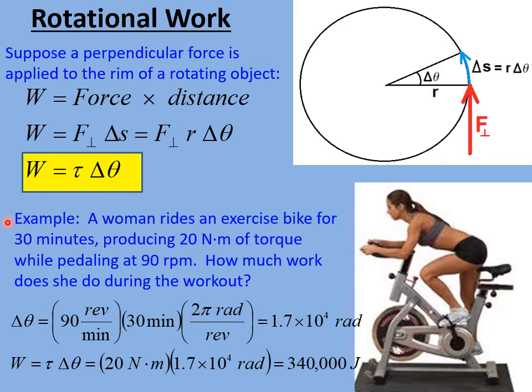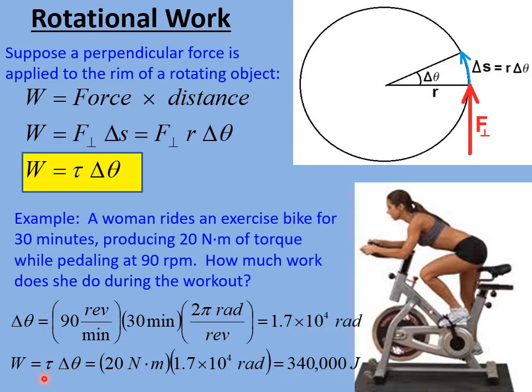So as an example, a woman rides an exercise bike for 30 minutes, producing 20 Newton meters of torque while pedaling at 90 RPMs. How much work does she do during this workout? So we need to know the torque and we need to know the angular displacement. The torque was given, that's easy. We need to figure out how many radians she actually turned these pedals. Well, we know she was pedaling at 90 RPMs, so 90 revolutions per minute, and she did this for 30 minutes. And then we can convert the revolutions. Remember, there are 2 pi radians per revolution. So this gives us the total number of radians. It's 1.7 times 10 to the 4th radians.